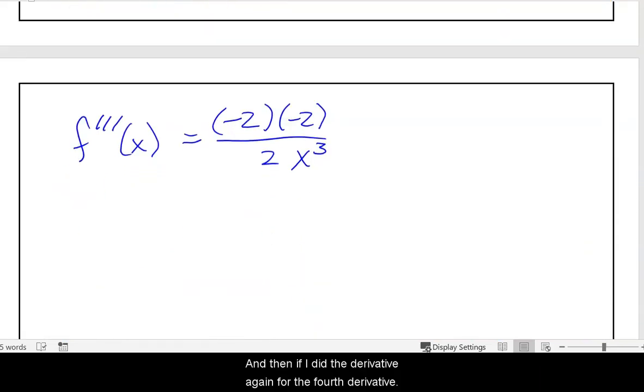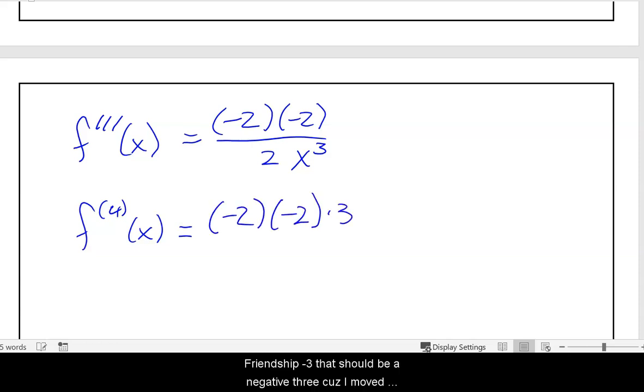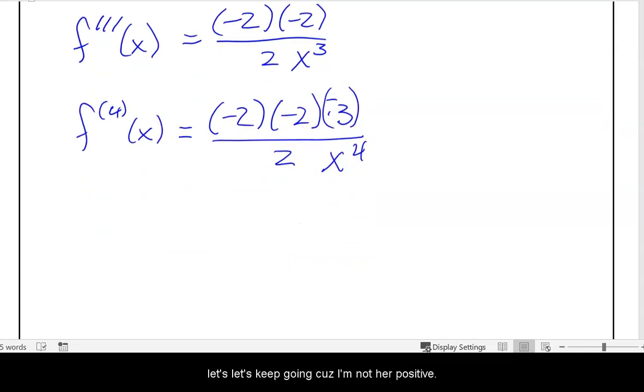And then if I did the derivative again for the fourth derivative, what would happen? Well, then the 3 would come to the front. So then I would have the -2 times a -3. That should be a -3 because I moved it to the numerator, over 2, and then it will be x to the 4th. I think I can start to see something developing, but let's keep going because I'm not positive yet.